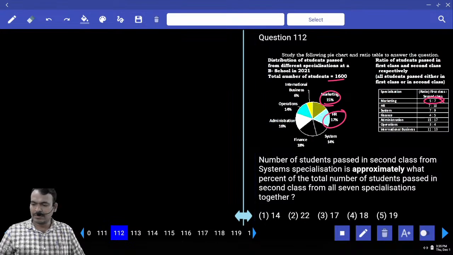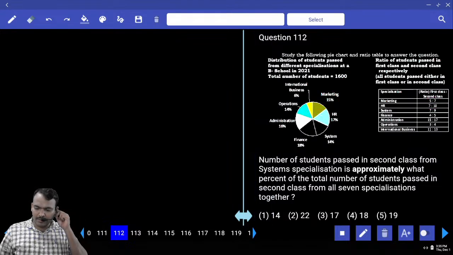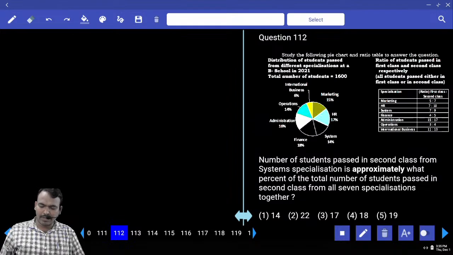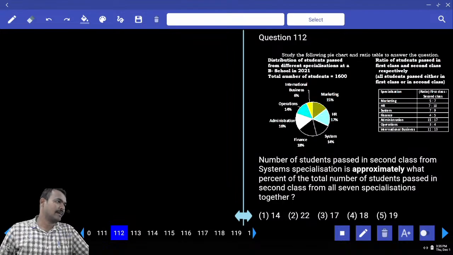Next, in HR, 17% of 1600 is distributed in the 7:10 ratio. What is the question here? Number of students passed in second class from systems applications is approximately what percent of the total number of students passed in second class from all the 7 specializations. Second class or only first class? Second class. Just skip the question.